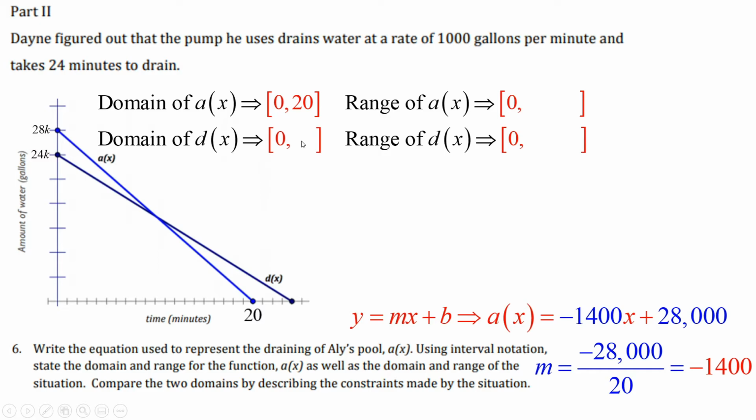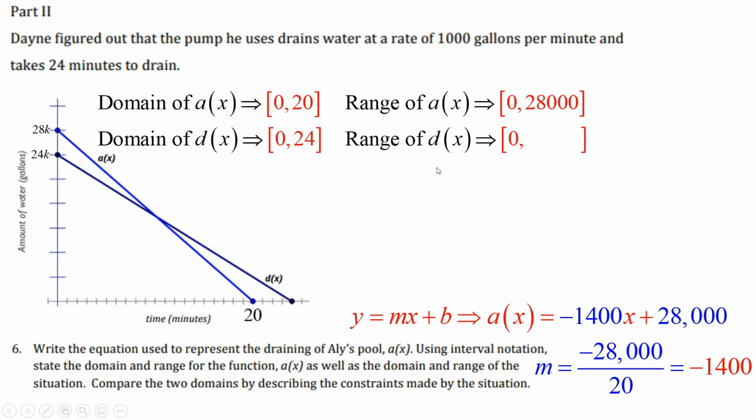All right. And the range of a, well, let's go to the domain of d of x now. I think I did this domain now. And Dane's pool went from 0 to 24. Yeah. Now let's do the range. So the range of a of x, well, that's my y values, and we begin at 0, and we go up to Allie's pool, 28,000.